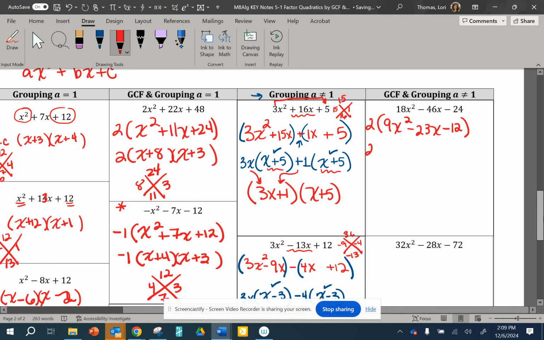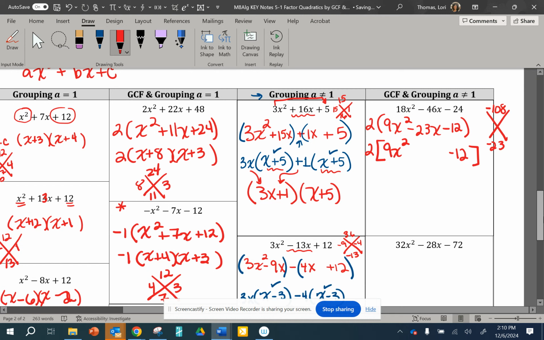Now, I am going to use brackets here because we're going to be doing grouping in just a minute with parentheses. So I'm going to set up to split this middle term just like we did over here, but I'm going to use brackets for this part. You'll see in just a minute why. Now I have 9 times negative 12, that's negative 108, and then negative 23 is our sum, so we're going to split the middle.